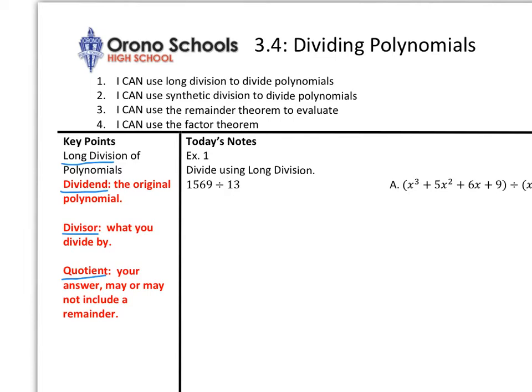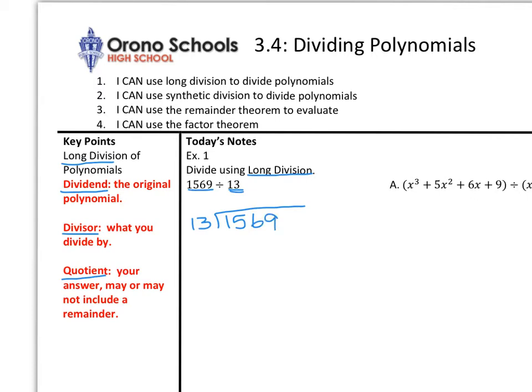Let's start with just numbers. It says divide using long division. 1,569 divided by 13. Could you plug this into your calculator? Absolutely. However, we're going to follow the long division model to apply it with polynomials. The first number written is always the dividend, so that's the number that goes in the dividing bar. What you divide by is the divisor, and that goes on the outside of the dividing bar. So 13 would go on the outside, and 1,569 goes on the inside.